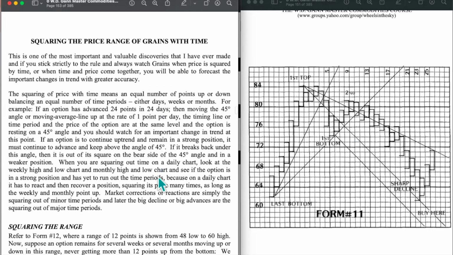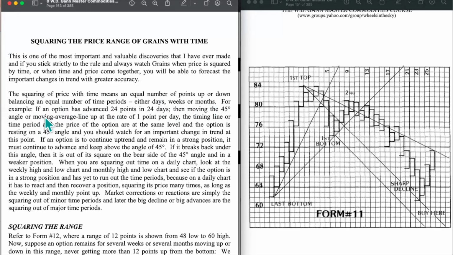I'll just try to read the theory part so that we can understand it in a better way. This is one of the most important and valuable discoveries that I have ever made, and if you stick strictly to the rule and always watch grain where price is squared by time, or when time and price come together, you will be able to forecast the important changes in trend with great accuracy. The squaring of price with time means an equal number of points up or down, balancing an equal number of time periods, either days, weeks, or months.